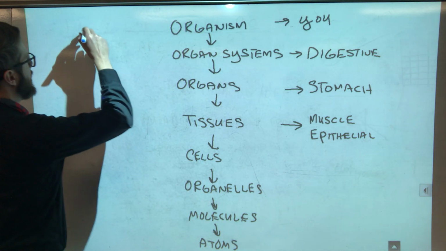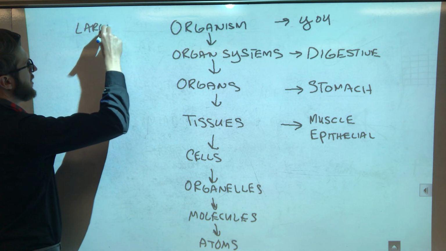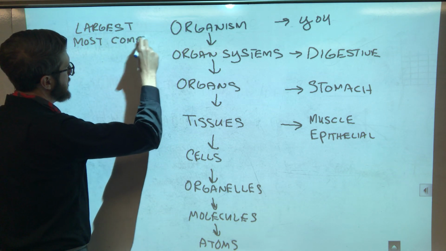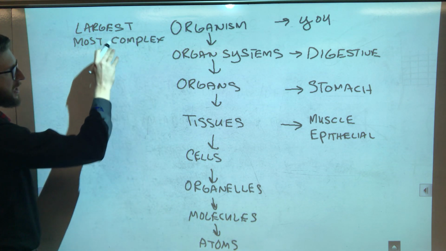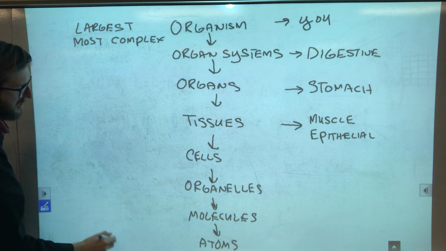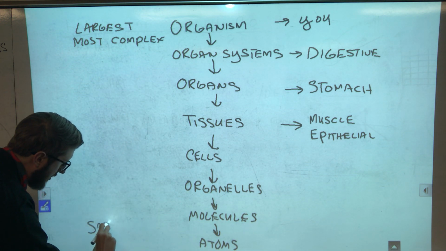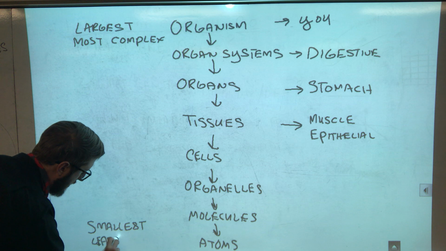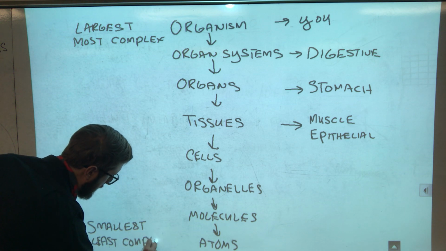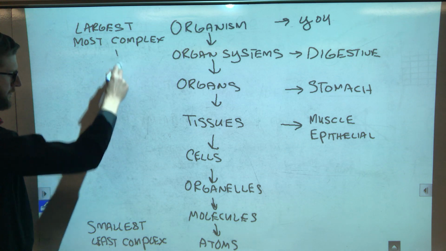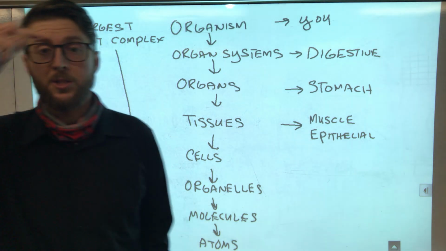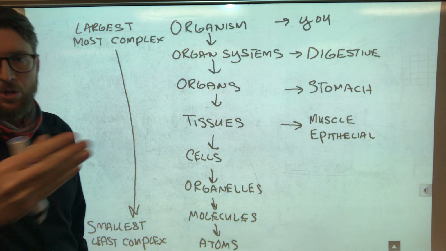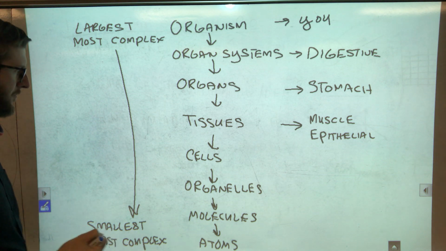Okay, so it goes from largest and most complex at the top, and then you break it down into simpler and simpler components, until you get to the smallest and least complex down here at the bottom. Okay? So those are the levels of organization of an organism. And you, like I said, are an example of an organism.